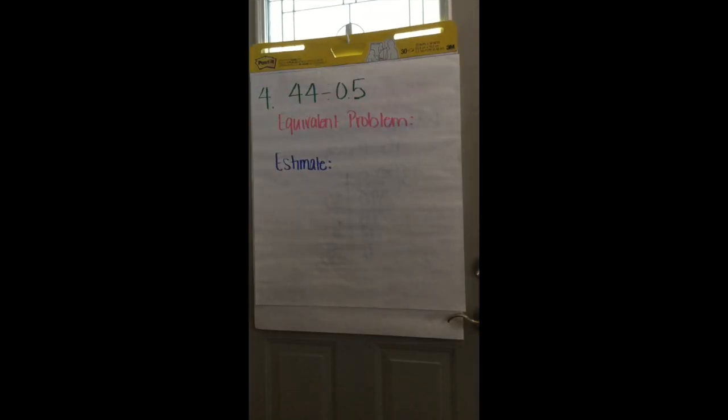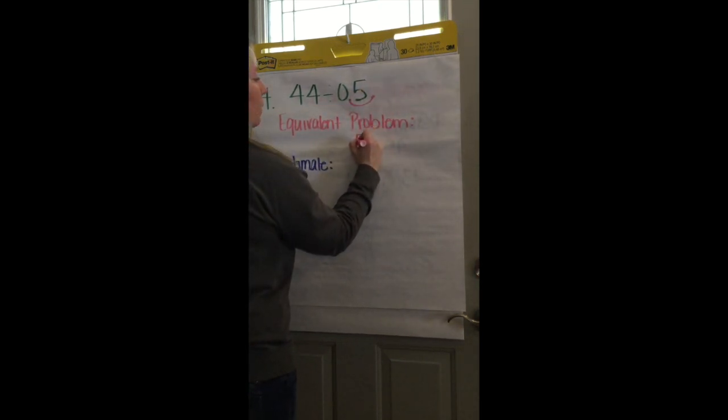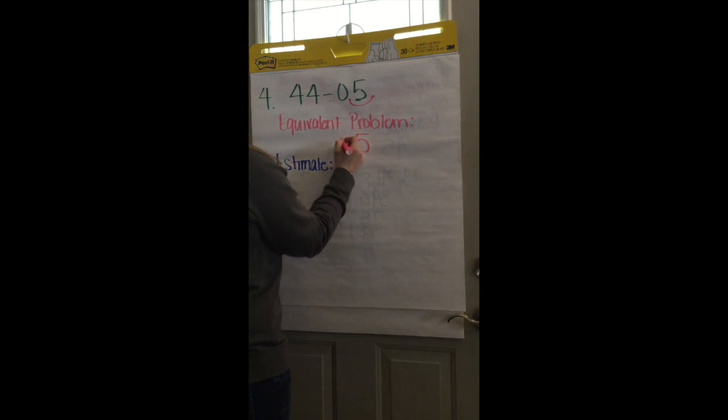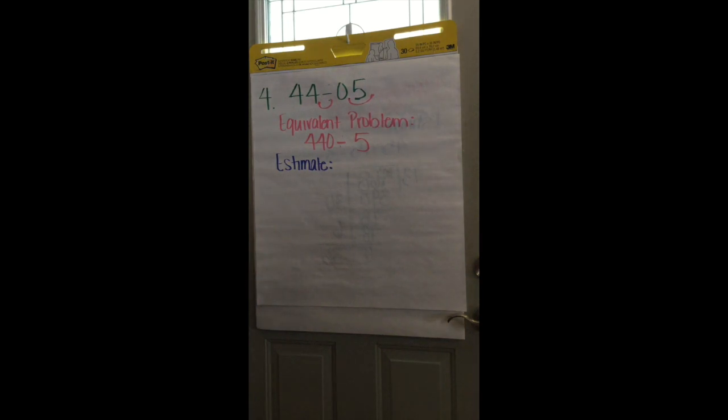Okay, and for our last problem, I've got 44 divided by 0.5. Step number 1, create an equivalent problem. I need to get rid of this decimal here, so I'm going to slide this over 1, and now I'm dividing by 5, which means I need to take my decimal, that when you can't see your decimal, it's always here, so I need to slide it over 1. So this becomes 440 divided by 5.